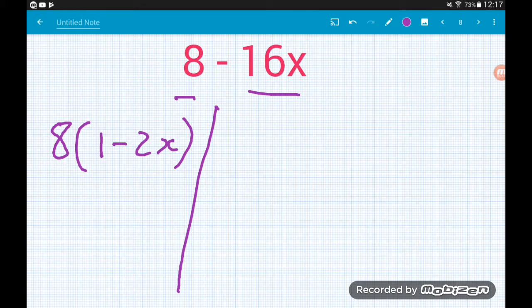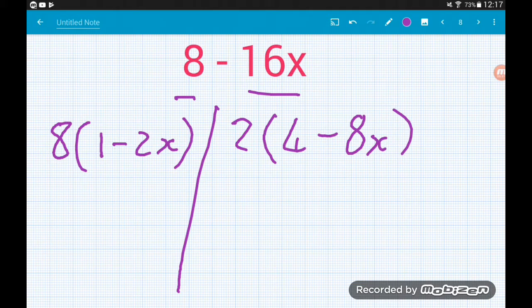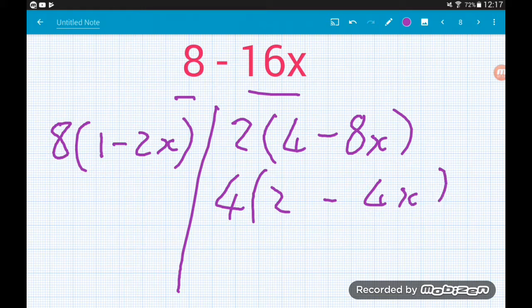Just to show you how this works, we might spot that 2 goes in. So then we could write it as 2 lots of 4 minus 8x. And then we might spot, well, we've still got a common factor of 2 going on inside of there. So let's take another factor of 2 out. Now remember that factor of 2 we take out is going to multiply the guy that's already sat on the outside. So we're going to get 4 lots of 2 minus 4x. So we've done that.